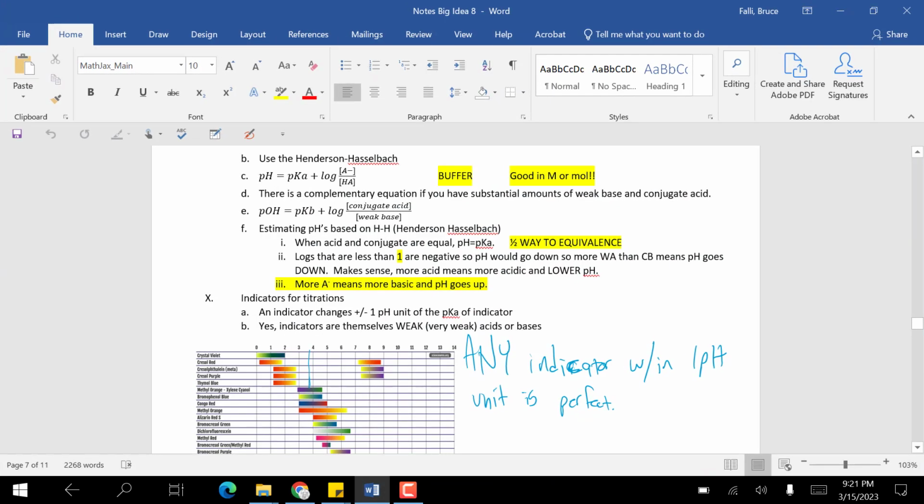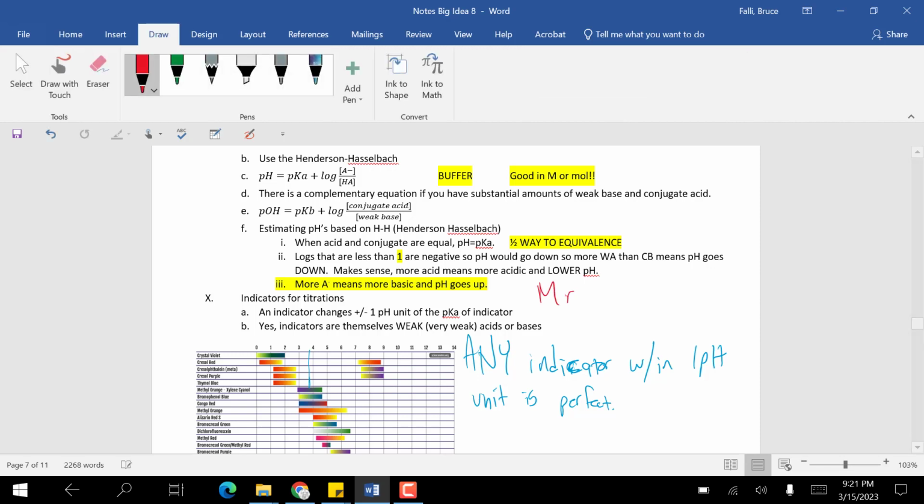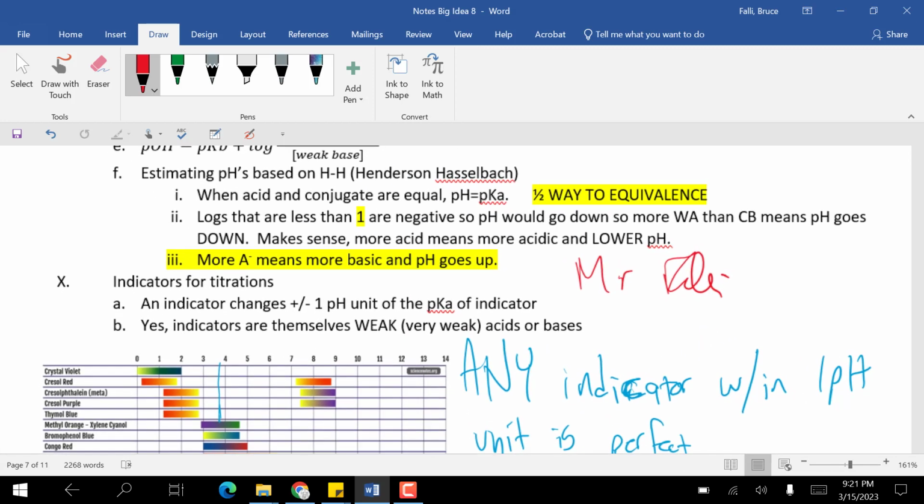Hi everybody, this is Mr. Folly, and I know my computer crashed last time, so let's hope it doesn't crash this time. We're going to hammer all the way through 3 and 4 since I won't be here for a couple of days. We're going to start with indicators for titrations.